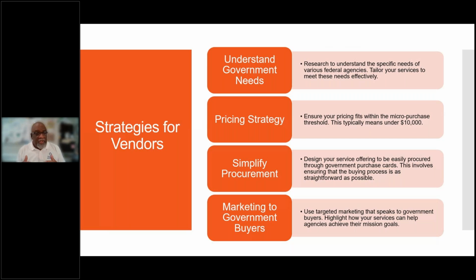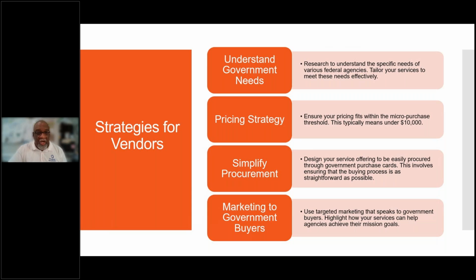Simplified procedures. In this space, you should be thinking about designing your offers so that they can be easily used and easily purchased. Again, think about micro purchases as connective tissue and seeds. You're growing connective tissue to your larger simplified acquisition purchases. Marketing to government buyers: letting people know you exist.